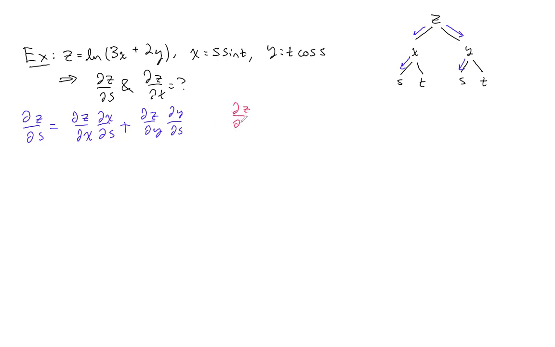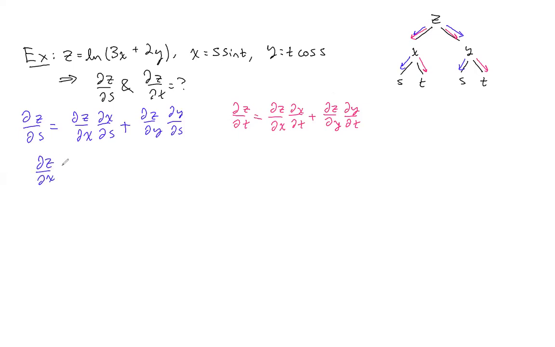But meanwhile, if you want to find del z del t, well, it's very similar, but in this case, you're going to go down the x direction and then go from x to t. Again, go down the y direction and go from y to t. So in that direction, it's going to be del z del x del x del t plus del z del y del y del t. So once again, we're going to need to know all of these things. So let's start off finding del z del x and del z del y.